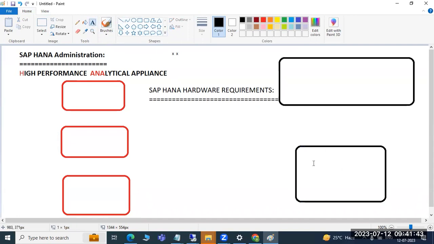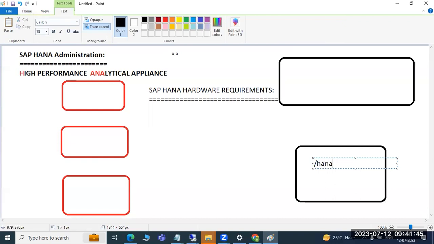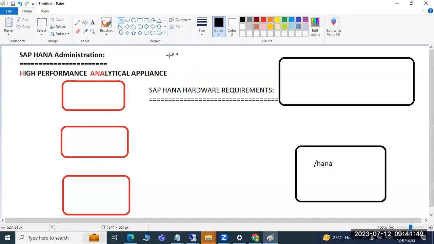In HANA, we have the file system slash HANA. The data which comes to the main memory is stored here, right? That's it, your transaction is done. After some time, the same data will come to the disk folder as well, automatically. These are all internal mechanisms. The system will take care of all this.